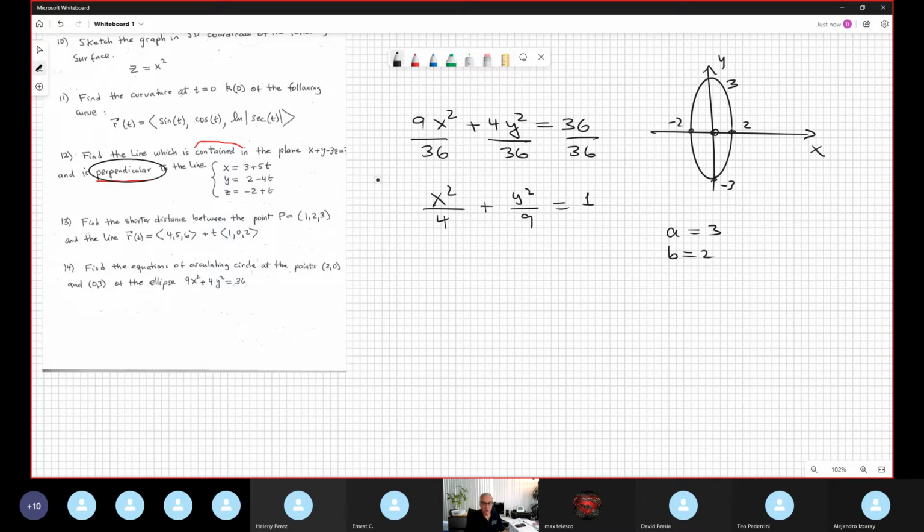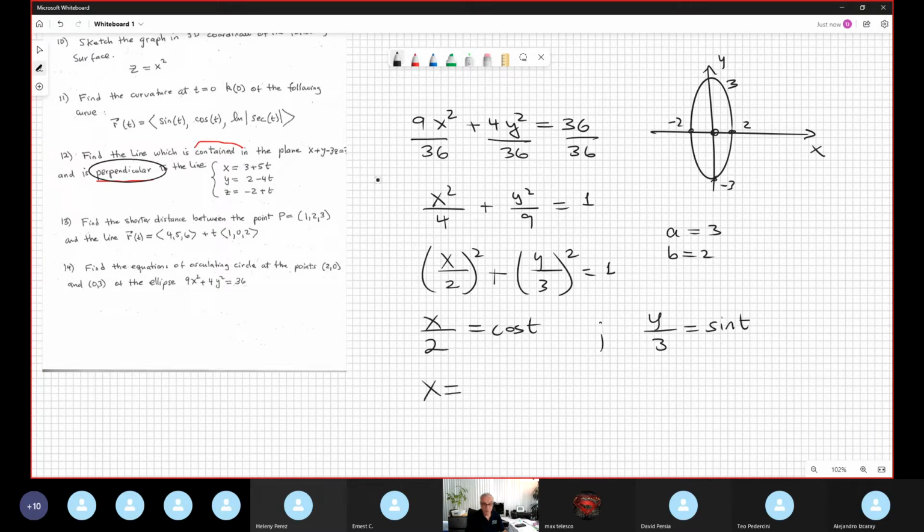Clear? And the parametric equation: you declare, for example, x over 2 squared plus y over 3 squared equals 1, and you suppose that x over 2 is cosine t. There are many ways to assume this, but I like this way. And y over 3 is sine t. Therefore, x is equal to 2 cosine t, and y is equal to 3 sine t. And the domain of t is from 0 to 2 pi.